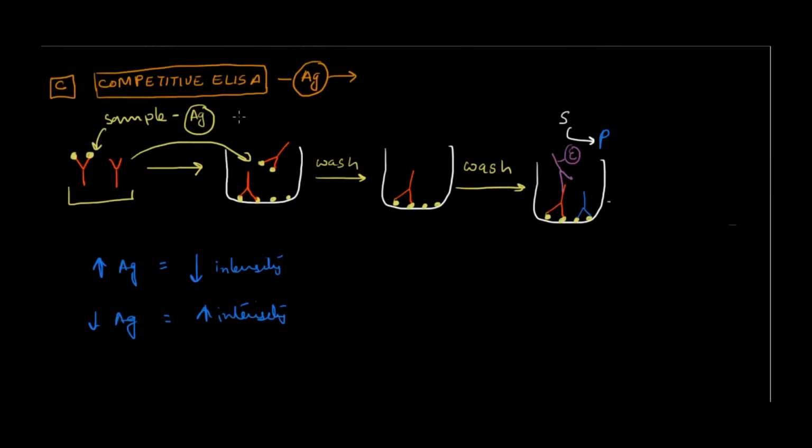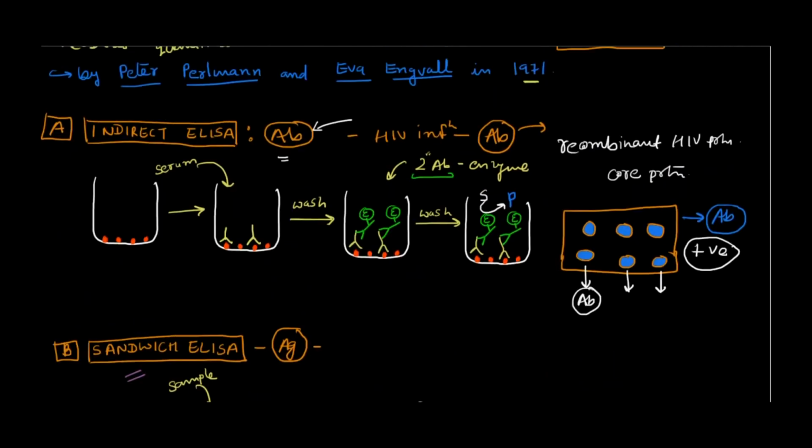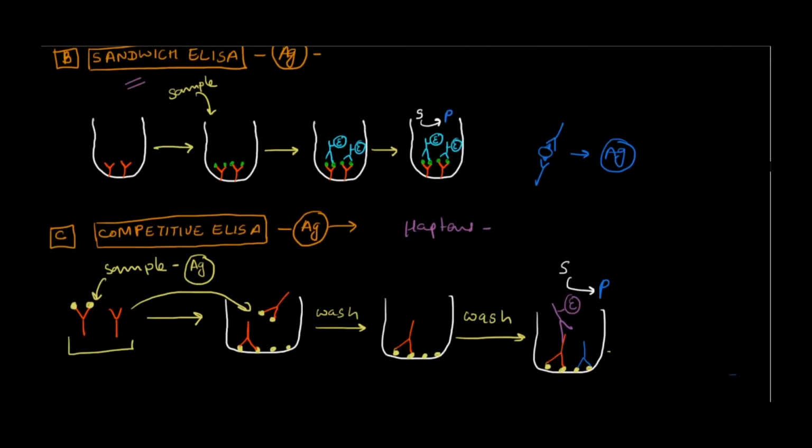Now, what am I talking about? Once again, we have talked about something known as haptens, smaller antigens which are so small that they will not have more than one epitope for two antibodies to bind. So how can I detect it? For such smaller antigens, this method is useful. Competitive ELISA is useful because there is no way that two antibodies can bind it. So when it comes to antibody, we can go ahead and do the indirect ELISA. And when it comes to antigen, depending on what type of antigen we are dealing with, you either go for Sandwich ELISA or competitive ELISA.